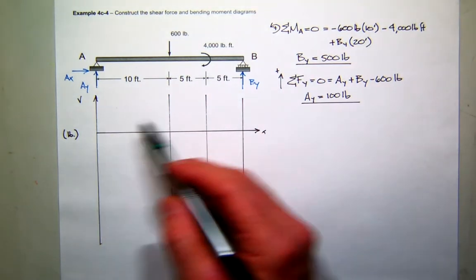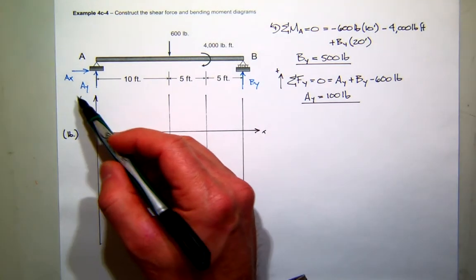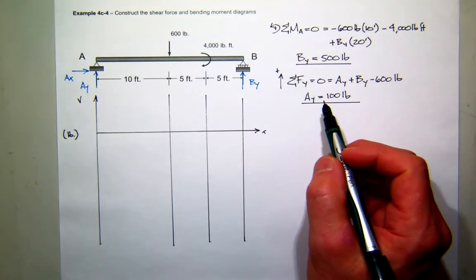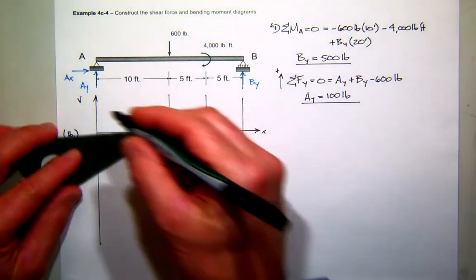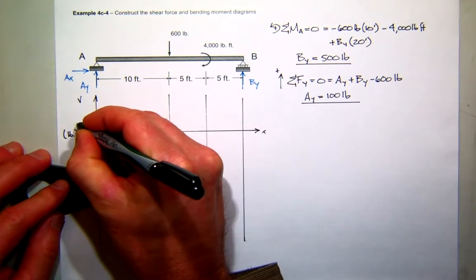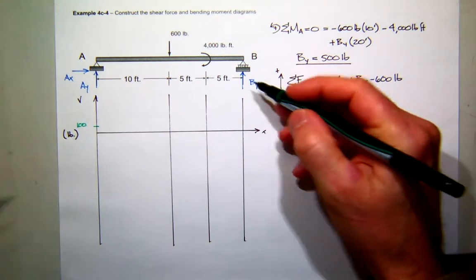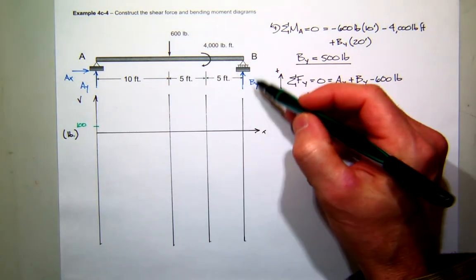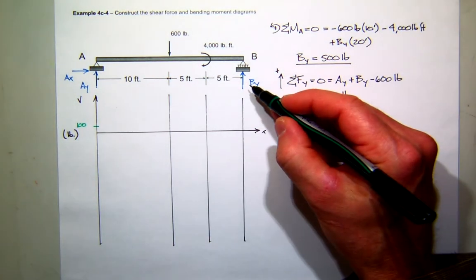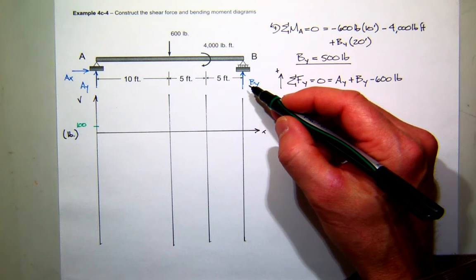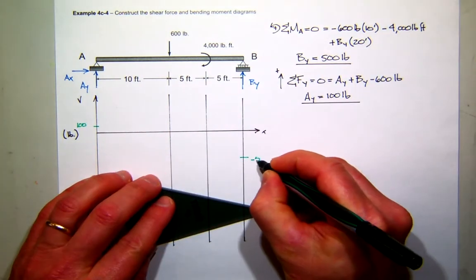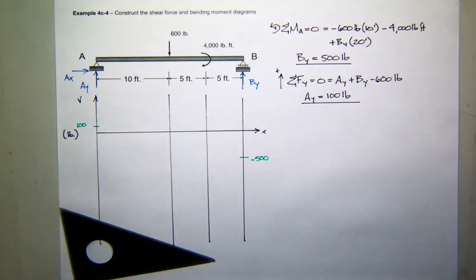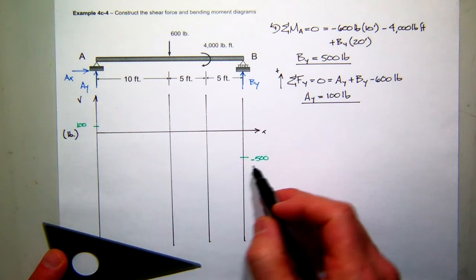So again, we're going to work from left to right. So starting on the left-hand side, what's AY? It's 100. Is that positive shear or negative shear? Positive. So we're going to start off at 100. When I get all the way over here, BY is 500 pounds. Is that positive or negative shear? That's going to be negative shear.